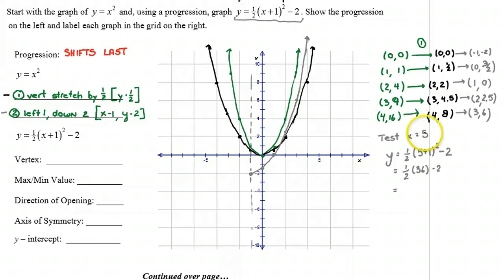Oh, we should be testing x equals 4 actually. Pardon me, because we want to check this value here. So we're going to test x equals 4. 25 divided by 2 is 12.5. We get 10.5. So we want to make sure that at 4, we're about 10.5.